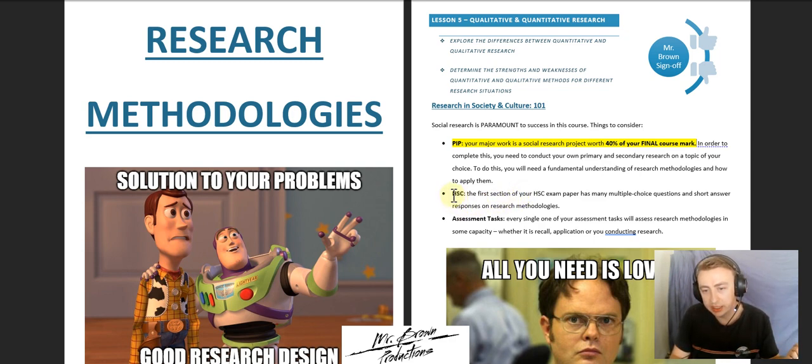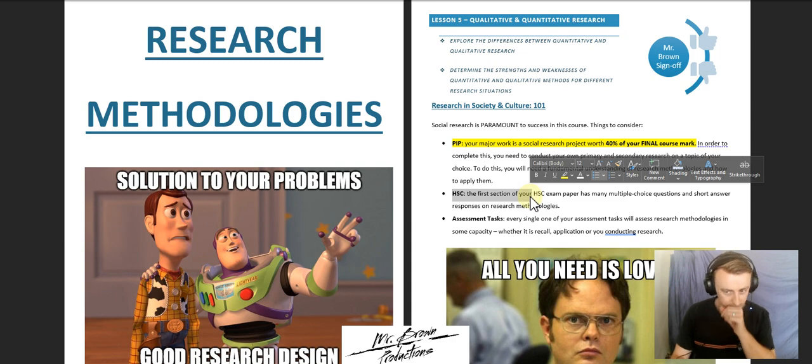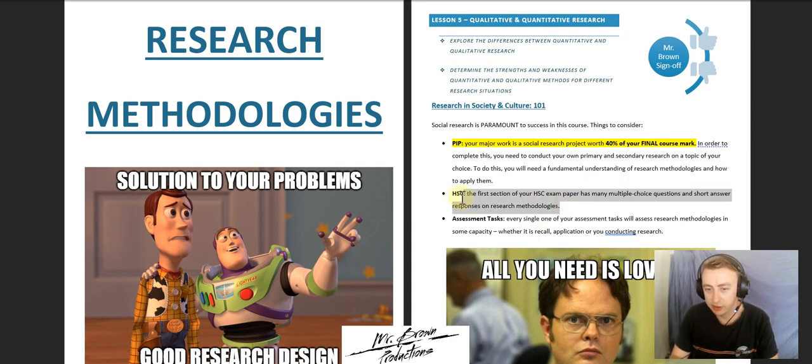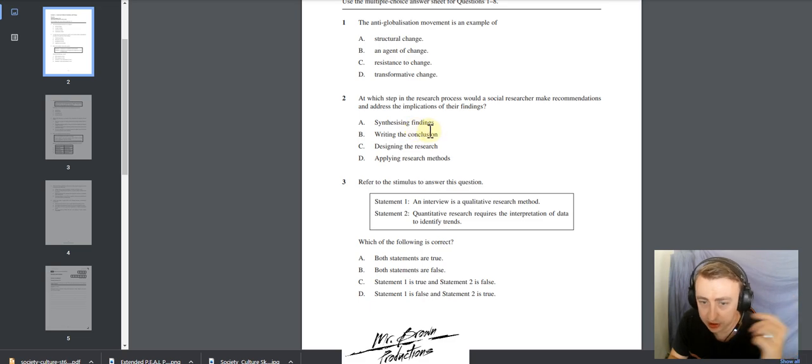The other important thing is that in your HSC, the first section of your paper has multiple choice questions on research methodologies and methods. So that's the other important part, and I'll show you an example. Here it is, just from last year's. At which step of the research process would a social researcher make recommendations and address implications of their findings? So you really got to know about it.